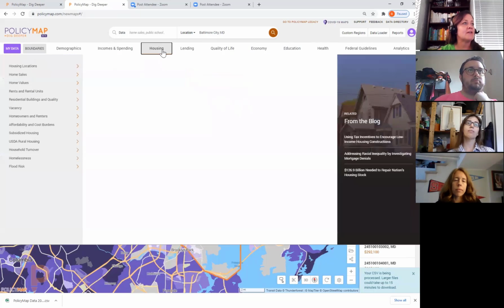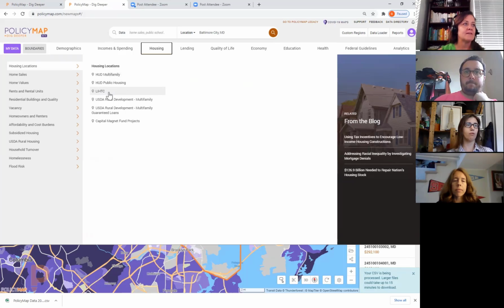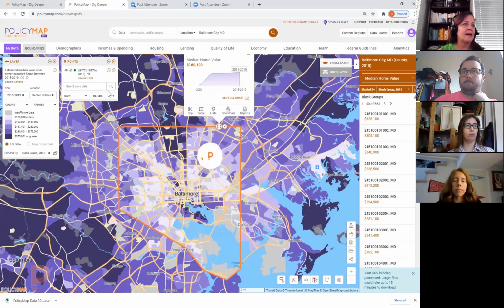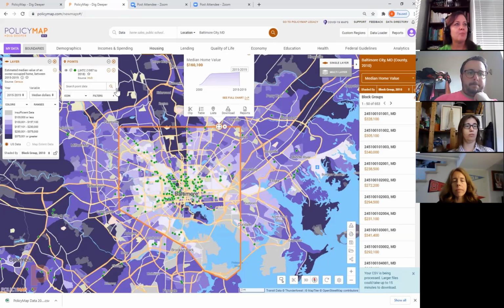Under housing, we can also see data related to specific locations. So where is multifamily housing? Where is public housing? Where are the low-income housing tax credit points? And again, we can pull this detailed data out into a list and see these LIHTC locations pretty easily.